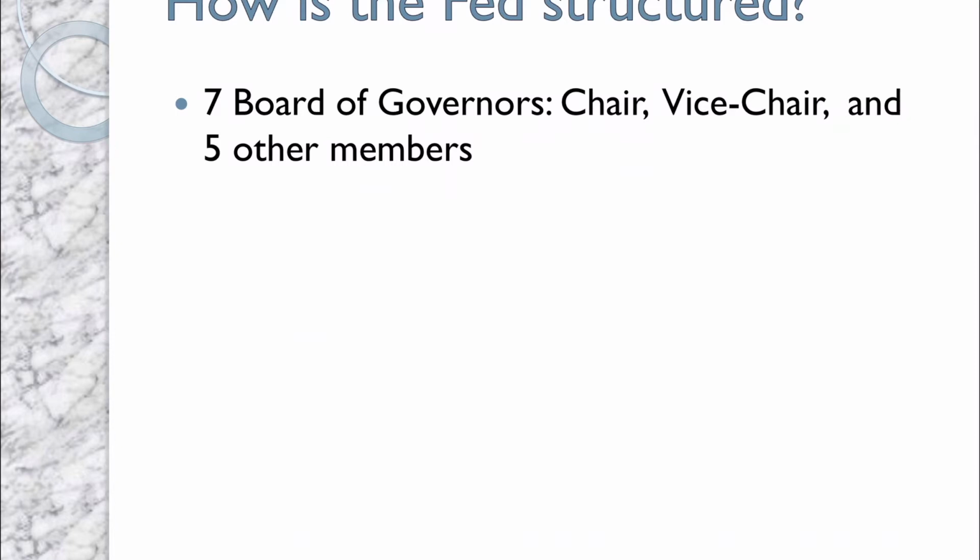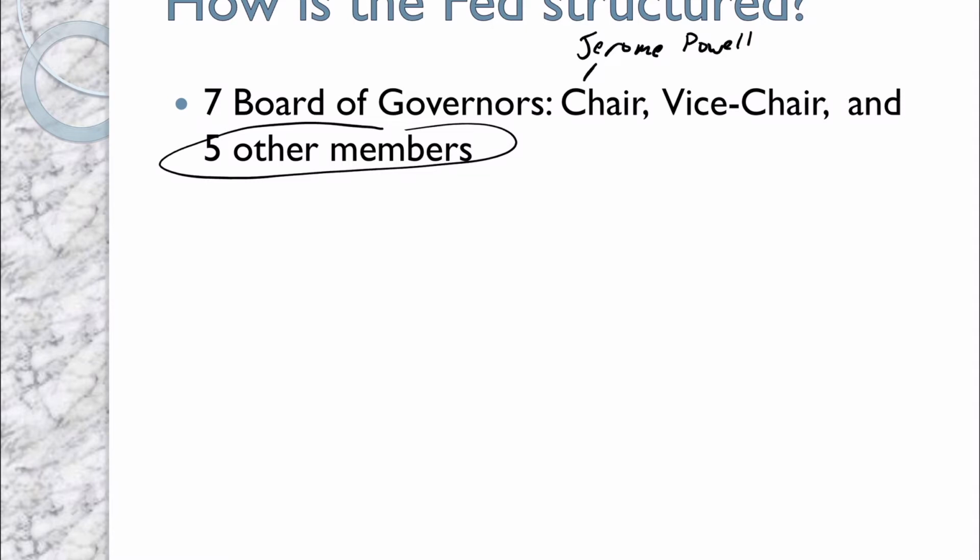The Fed is structured with a 7-person board of governors. You have a chair, a vice chair, and 5 other members. We already said that the chair is Jerome Powell. And again, these are appointed by the U.S. president. They are actually staggered. Every other January they replace. The 7 members are appointed by the president, as I mentioned. They serve non-renewable 14-year terms. Primarily these 5 other members serve 14-year non-renewable terms. The chair and the vice chair serve 4-year terms.